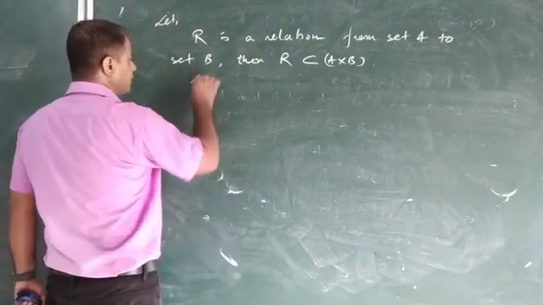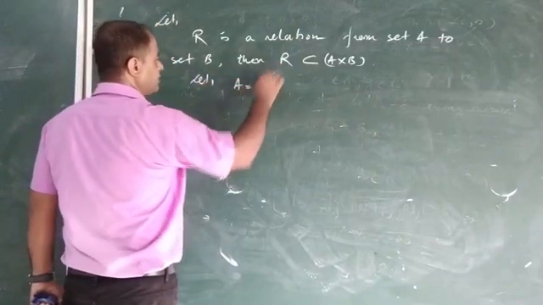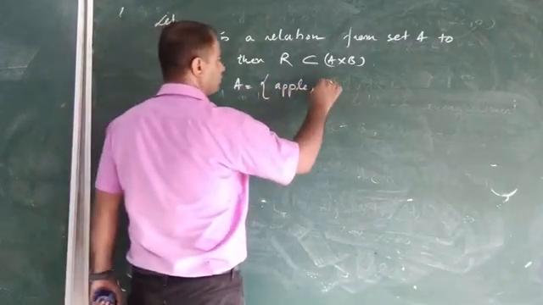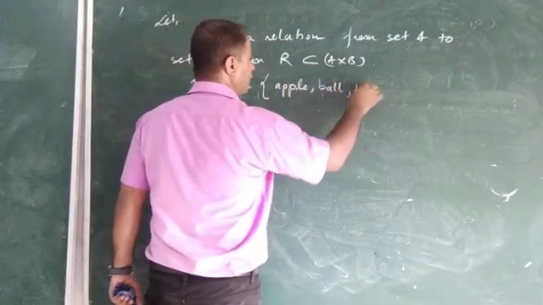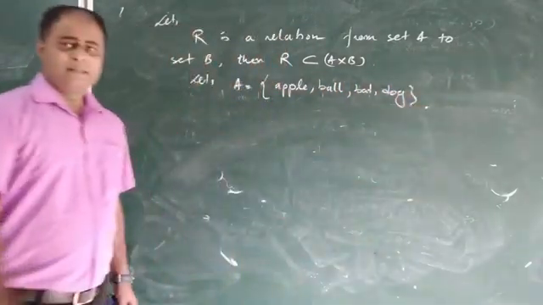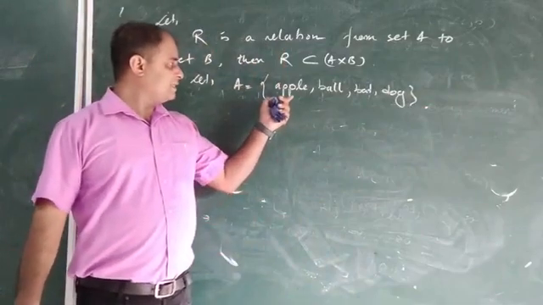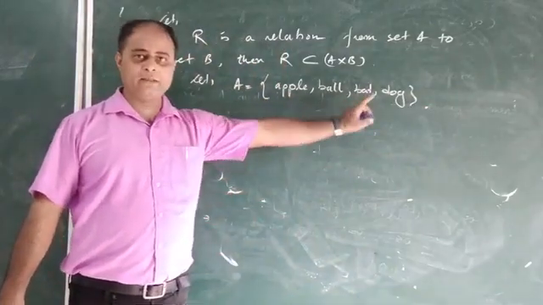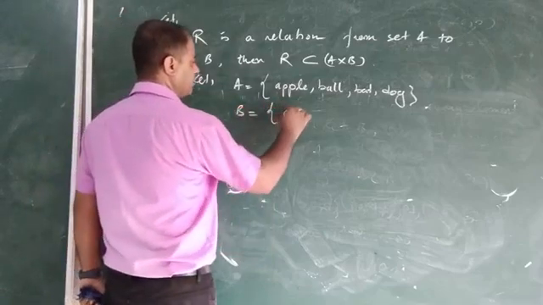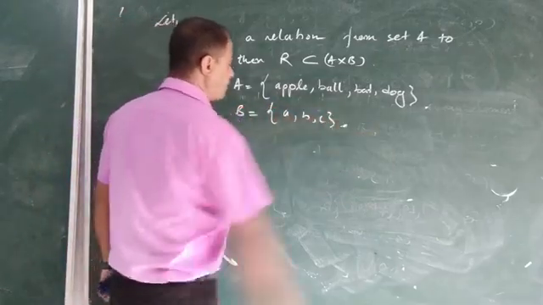Let us take an example. A is apple, ball, bat, and dog. Say the elements of set A are apple, ball, bat, dog. Right? And set B has only three elements: a, b, c.